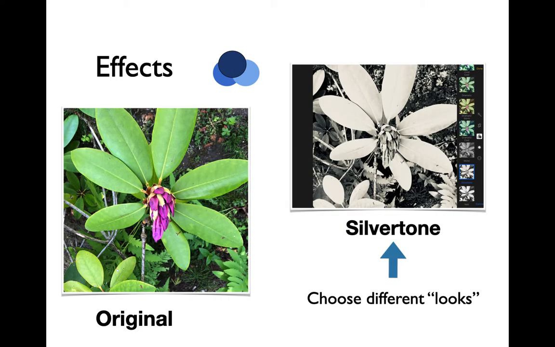Now let's look at effects. I think these are fun. You're looking for the icon that is the three intersecting circles. Now in this example, my original's on the left, and then when I opened it in Photos and I tapped on the effects icon, I played around till I got to silver tone. Now this silver tone turned it to a black and white image, but with an emphasis on the silver aspects of the picture. Do I love it? I don't know. It's different, and it's, again, as I keep saying over and over, it's fun to play with.